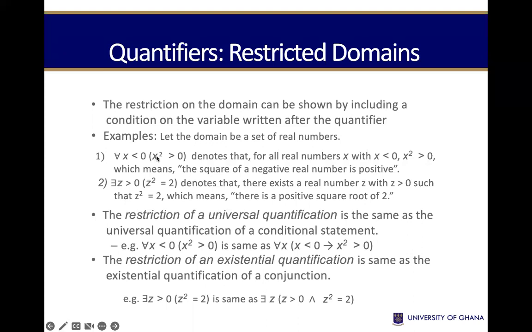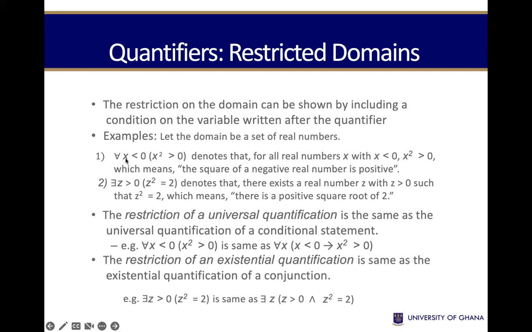And my predicate becomes x squared is greater than what? 0. So what does it mean? This means that for all real numbers x with x less than 0, in other words, with negative real numbers, excluding 0, x squared will always be greater than 0. In other words, x squared will always be positive. So when I pick any negative real number and I square it, I'm going to get a positive real number. That's the meaning. So that's it, which means that the square of a negative real number is positive.